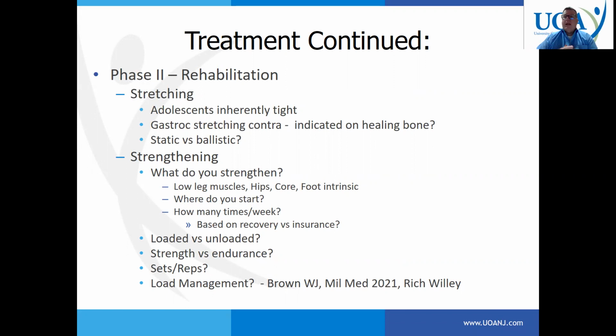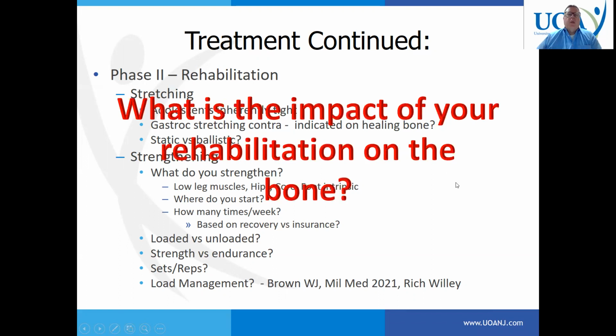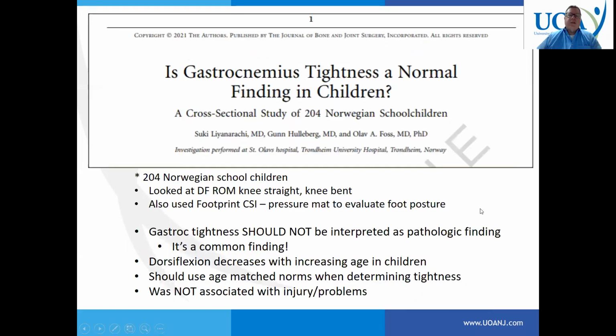How about load management? Load management is a big catch term in athletics nowadays. I want to steer you towards Brown's article and also some of the writings by Rich Willy and his group, as they address some of these questions pretty well in their literature. But these are all things to think about. And what's the impact of our rehab on the bone? Can we make the bone stronger through our rehabilitation?